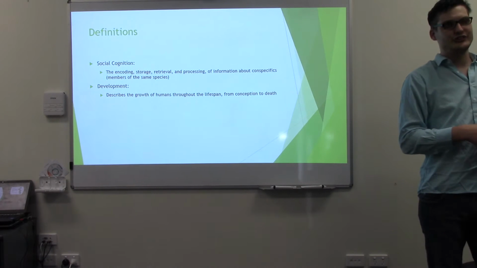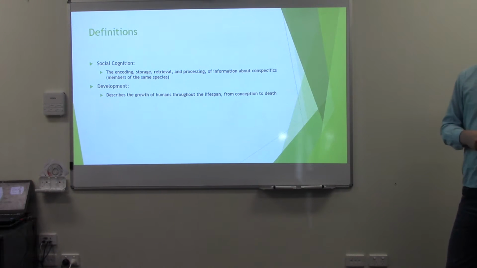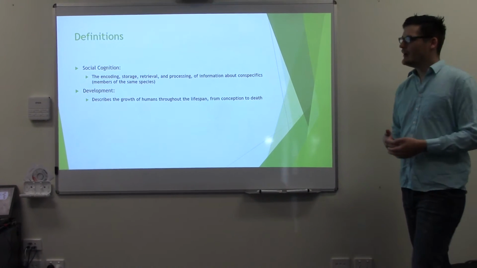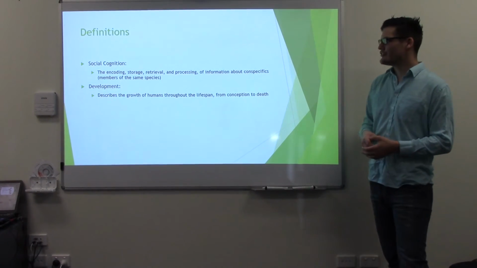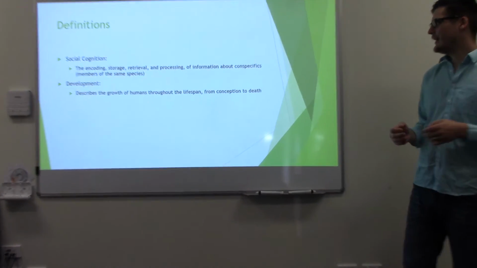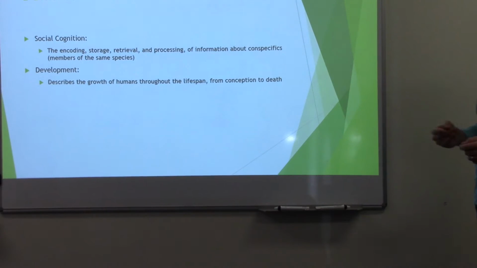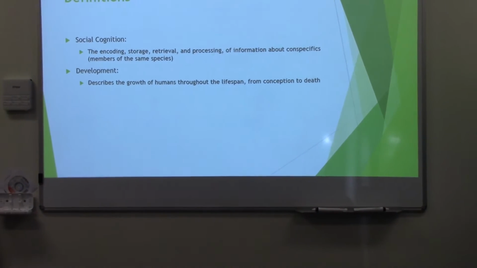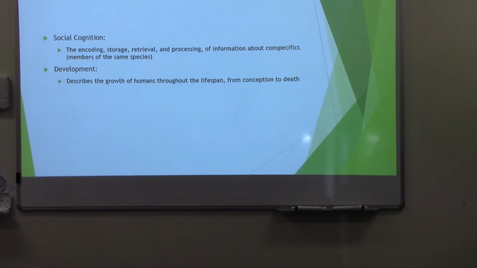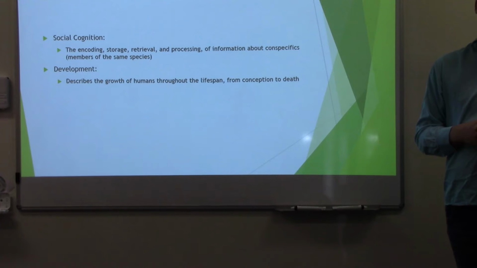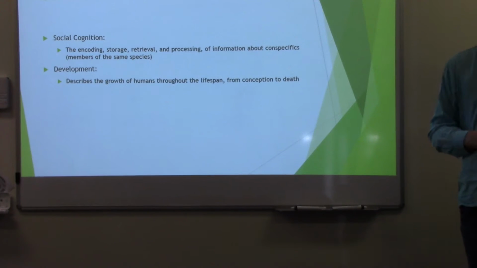So social cognition, as we all are aware, cognition being the ability to think, social cognition looks at the encoding, storage, retrieval and processing of information about conspecifics from members of the same species. So in our case, if we use the Latin term Homo sapiens, or if we just want to be normal, we just say humans. And development describes the growth of humans throughout their lifespan from the point of conception all the way to death. Though for social cognitive purposes, we look at development from the point of birth to the point of death.